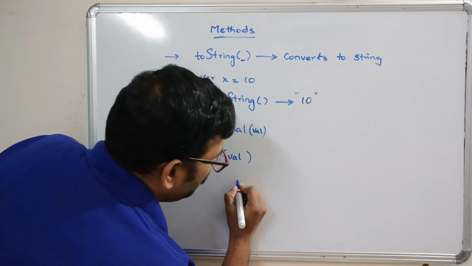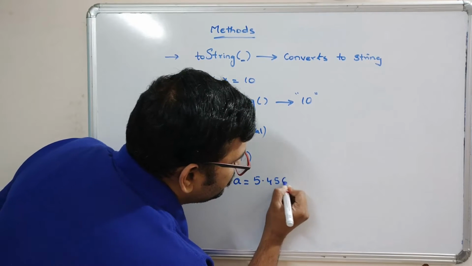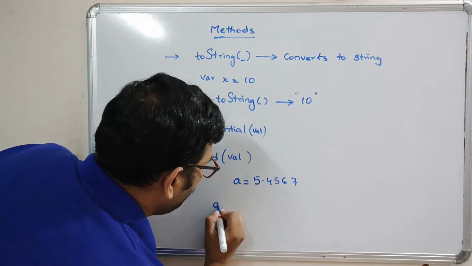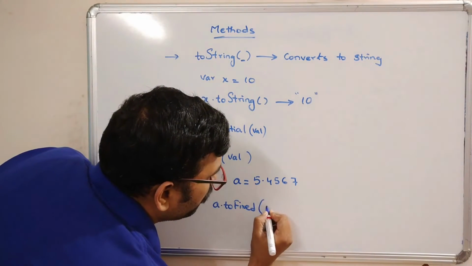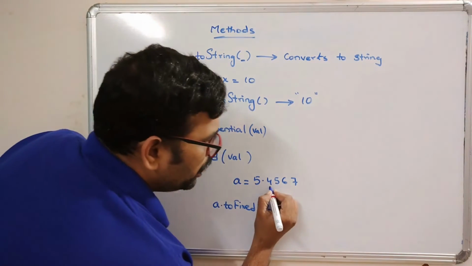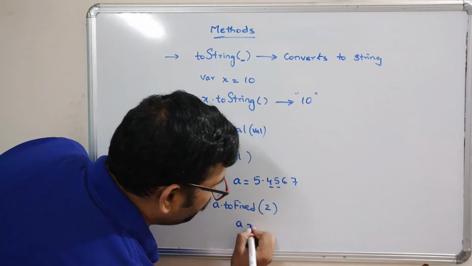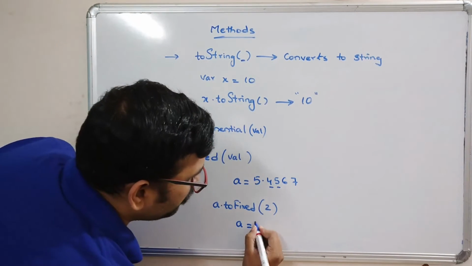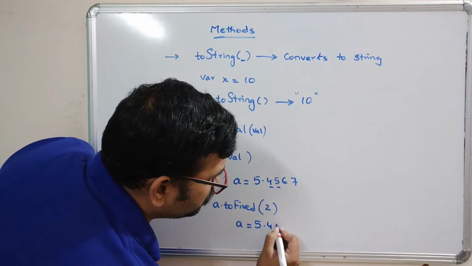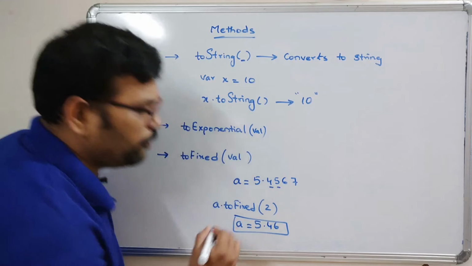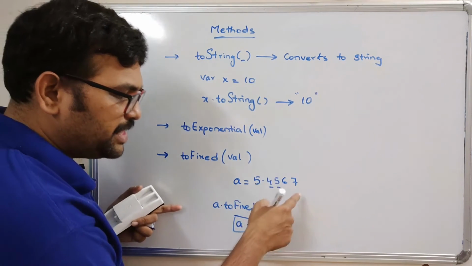For example, if a is equal to 5.4567, and you are doing a.toFixed, F is capital here, toFixed(2), so only 2 decimals will be taken, up to 2 decimals. So the a value becomes, after executing this, 5.45. The 45 will be rounded, so 46 will be printed here.